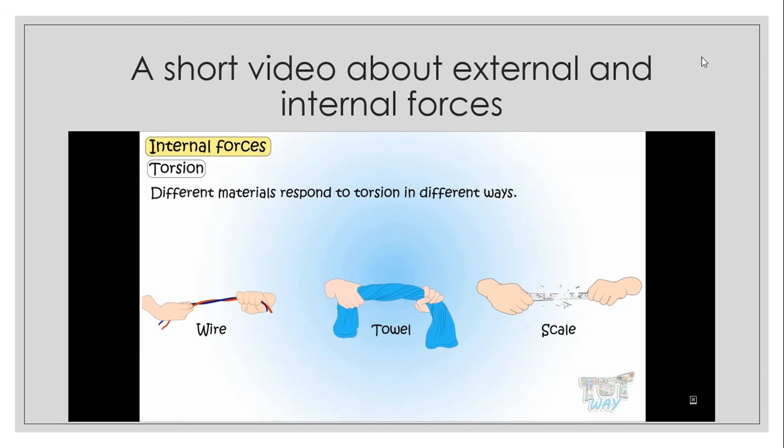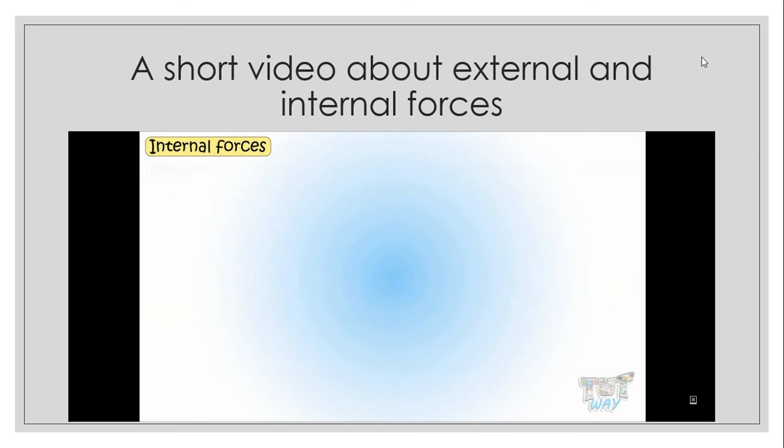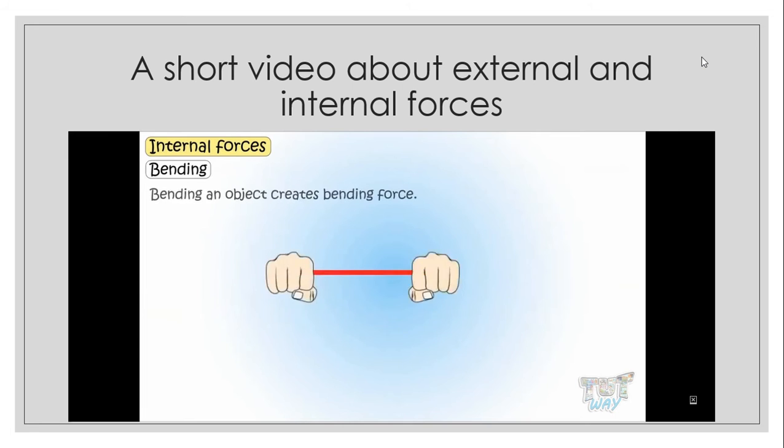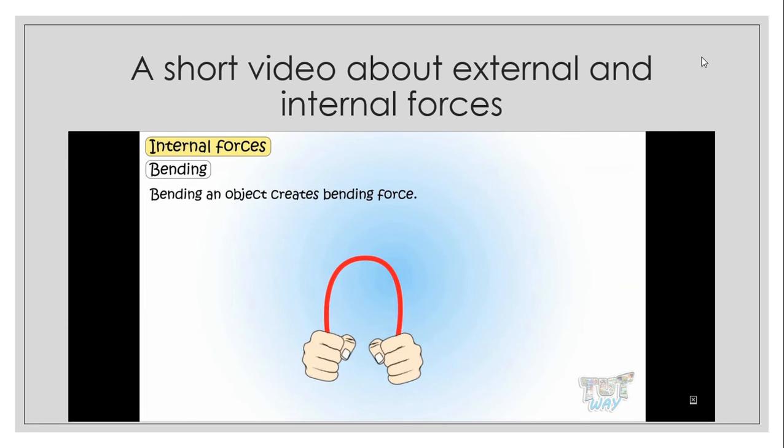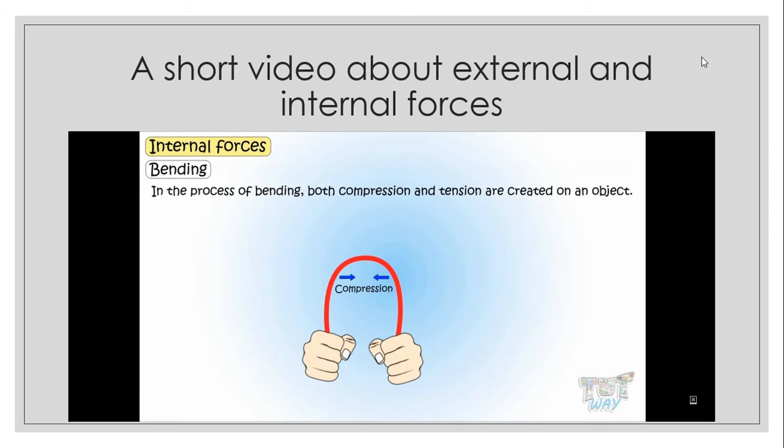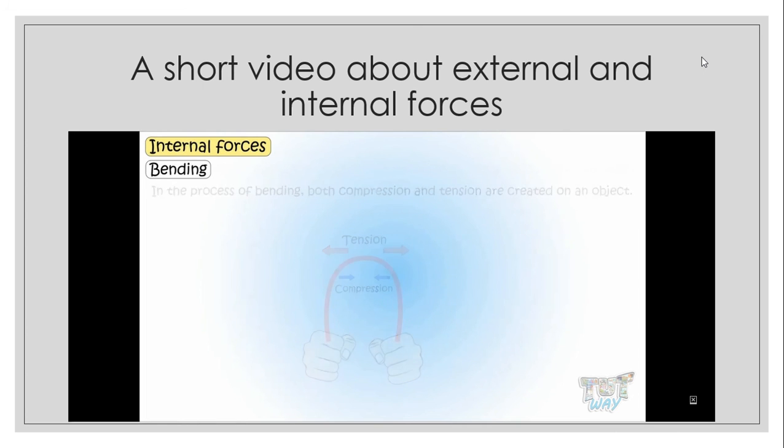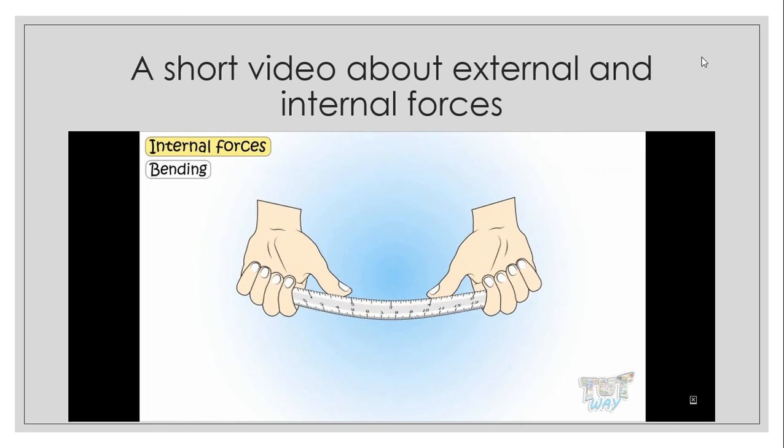Now let's learn about another type of internal force, and it's bending. Bending an object creates bending force. In the process of bending, both compression and tension are created on an object. If you bend a scale or an object, the side which is elongated develops tension, and the side which is getting compressed develops compression.